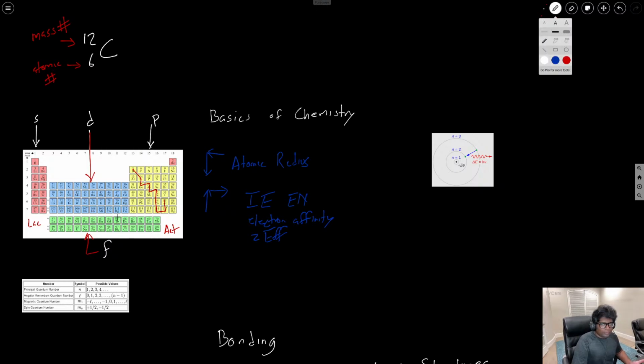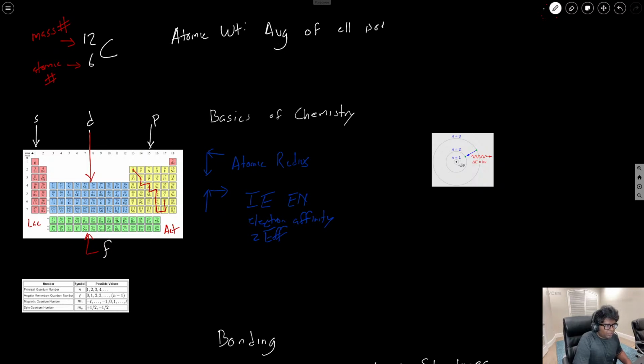You guys know Avogadro's number, right? I don't have to cover that. Atomic weight, I'd want to cover. And that's important for stuff like isotopes. It's basically just the average of all the masses of the isotopes. So the average of all isotopes forms the atomic weight.